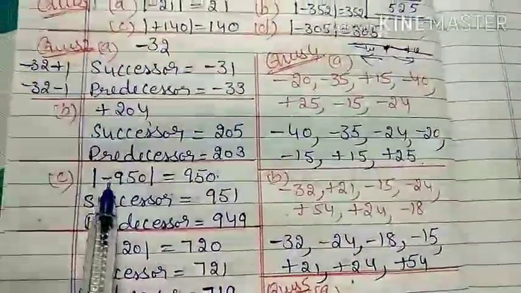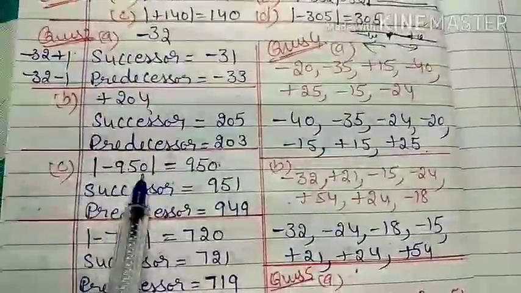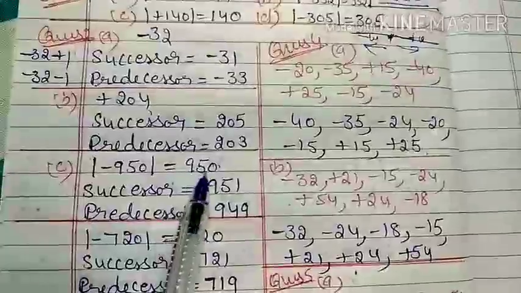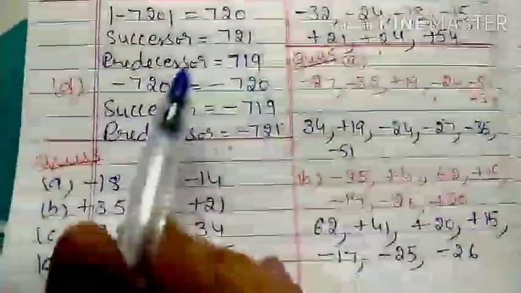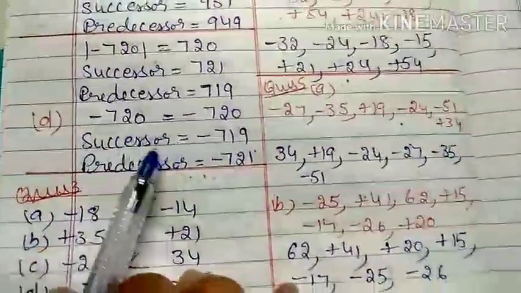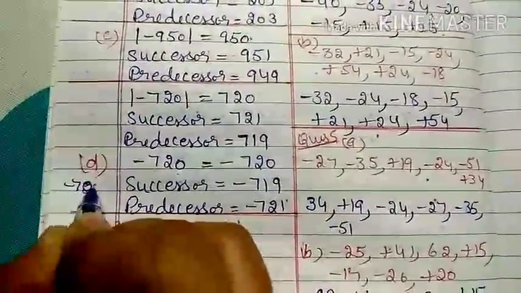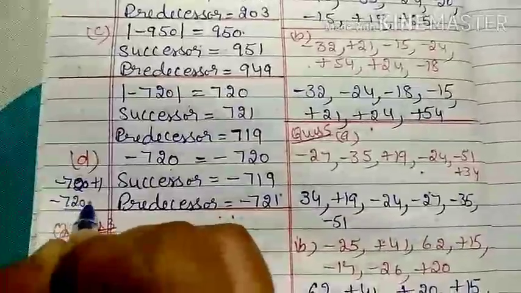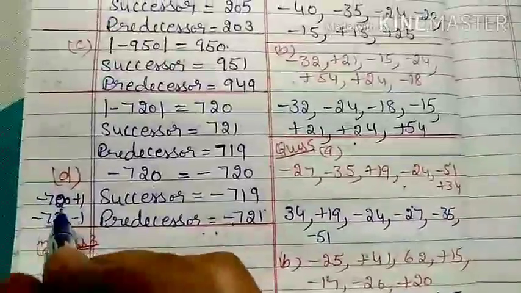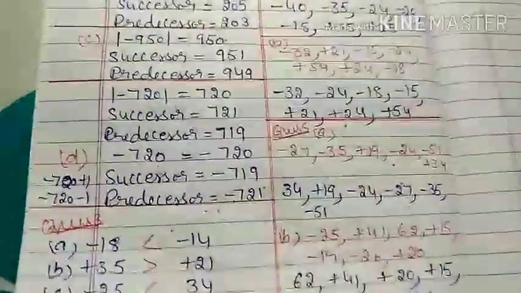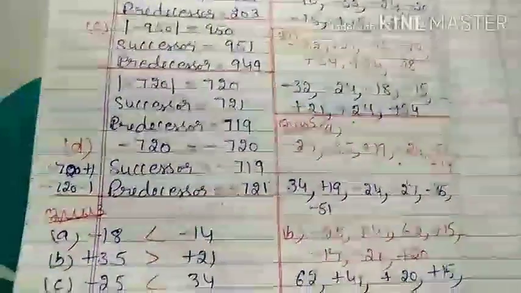But if there is a number like minus 950 under the absolute value, first you have to remove this absolute value sign or two lines, which becomes positive 950, then you have to go with successor and predecessor. But if there is no modulus sign, only minus 720 is written, for the successor you add 1 and for the predecessor you subtract 1. When you subtract 1 it gives you minus 721, but when you add 1, that gives you minus 719, because with opposite signs we have to subtract, and whatever sign is before the bigger number will be in your answer.